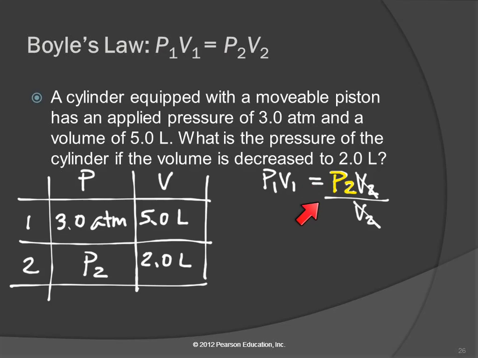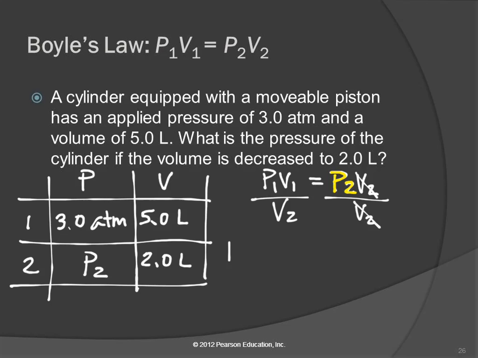But this is an equality. It's like a teeter-totter. So if I do this to one side, if I want this to stay balanced, I have to do the same thing to the other side. So whatever I do to one side, I have to do to the other side. So I divided the right side by V2. I have to divide the left side by V2 in order for it to still be equal.